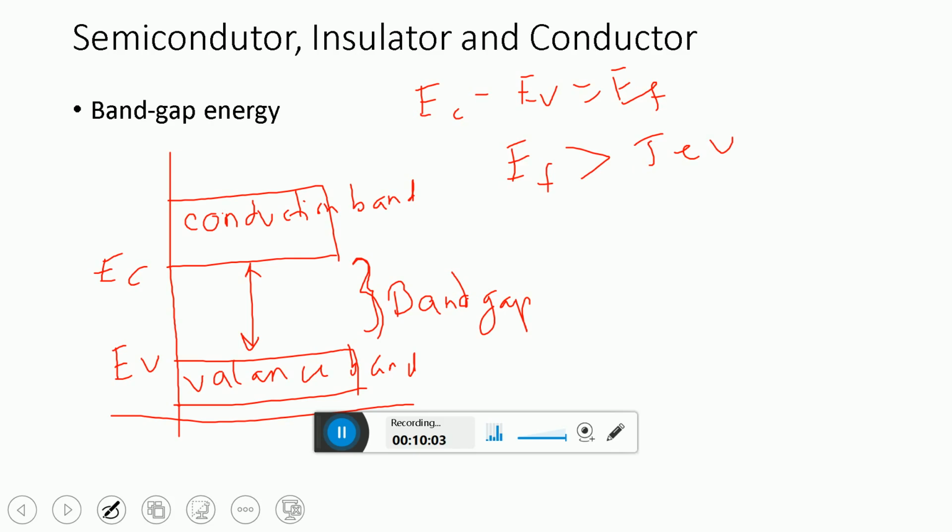So an insulator is a material that does not allow electrons to flow through it. It resists the flow of electrons. So that is called an insulator.